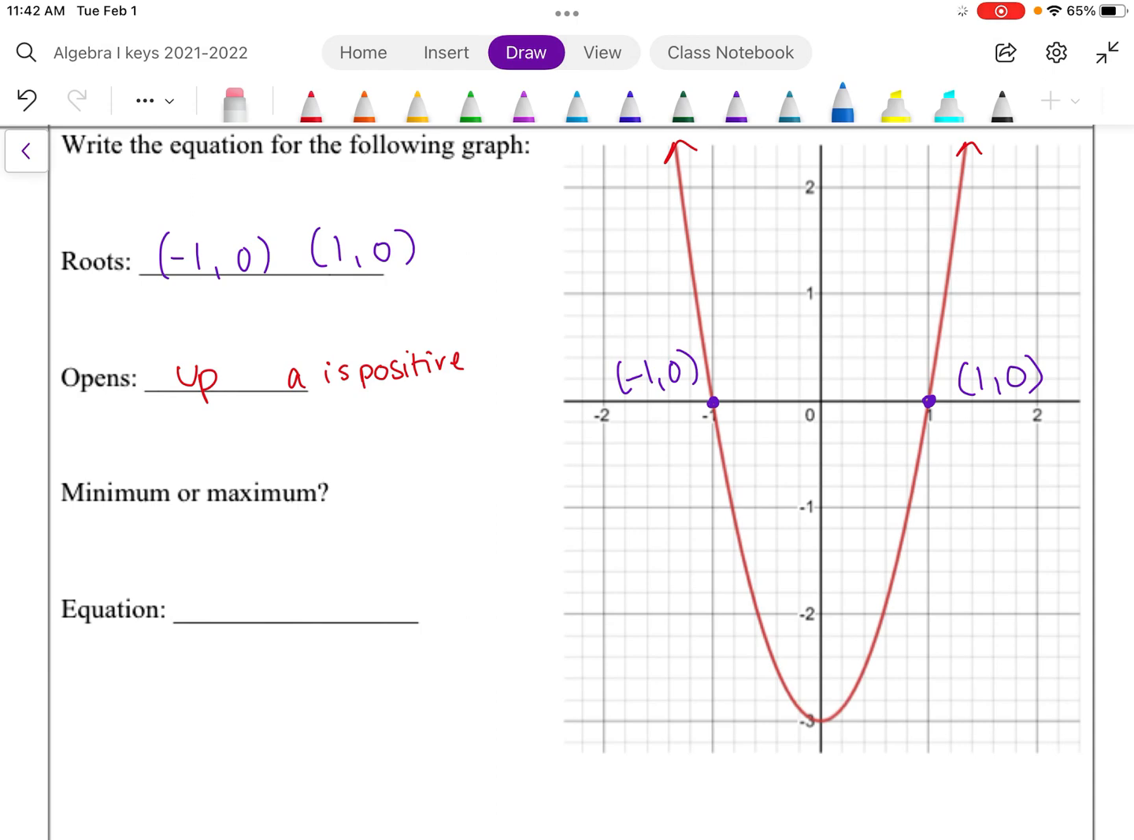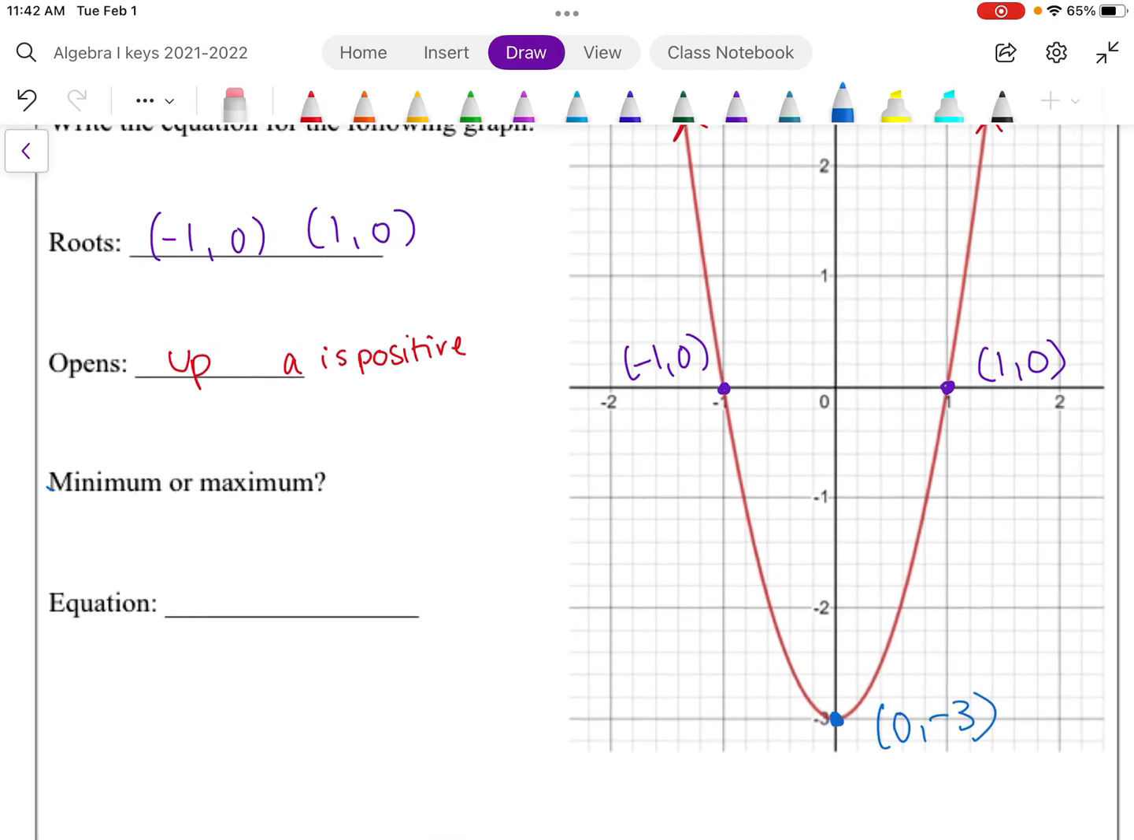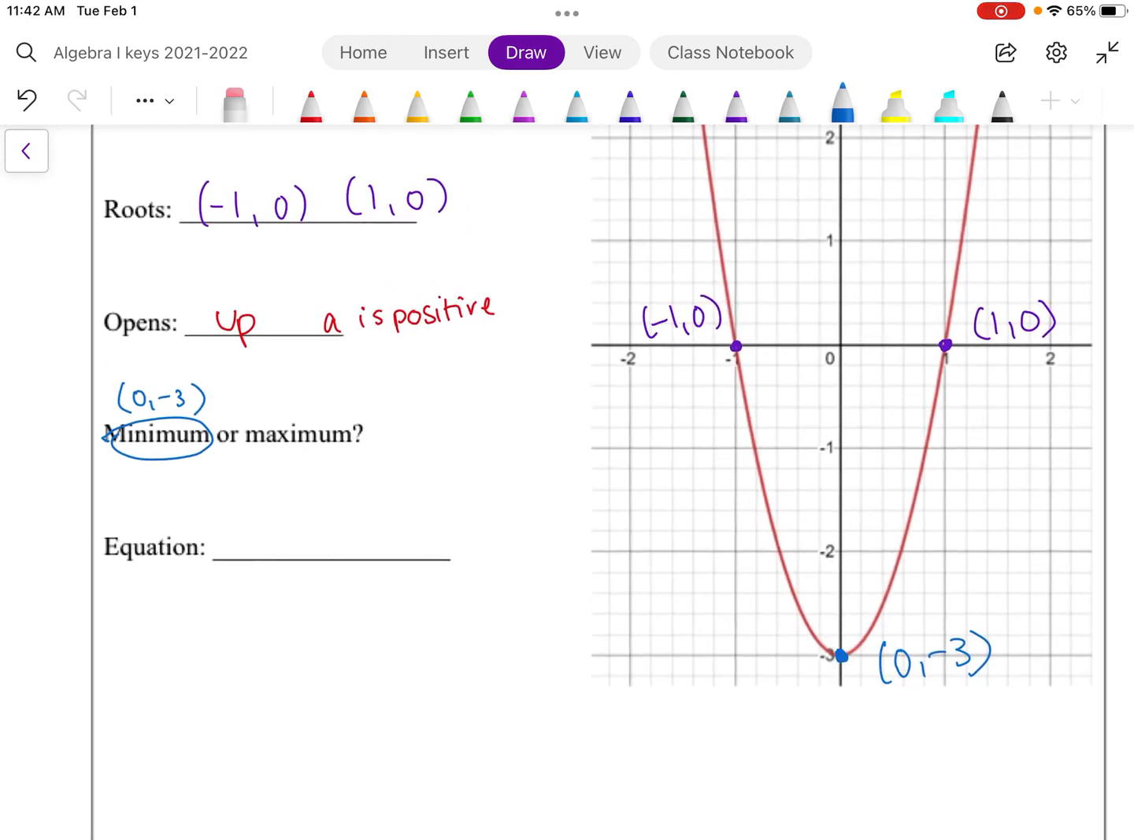Looking at our vertex, right, our vertex is down here at (0, -3), and that's a minimum, right? That's a minimum because it's the lowest point on our parabola. So now we just need to find our equation.